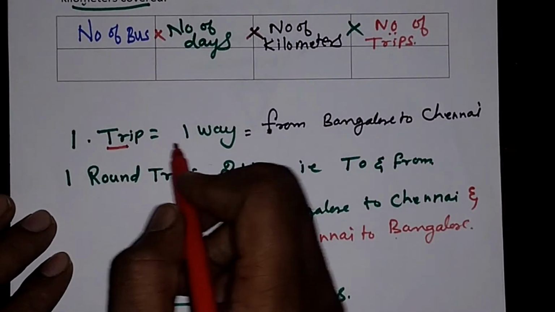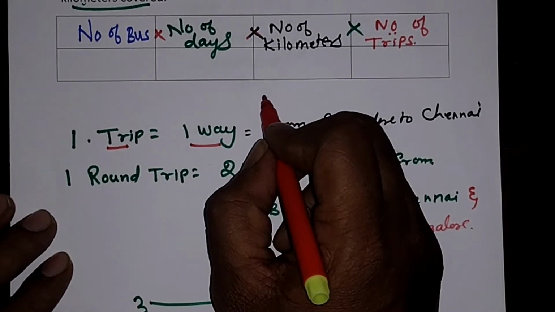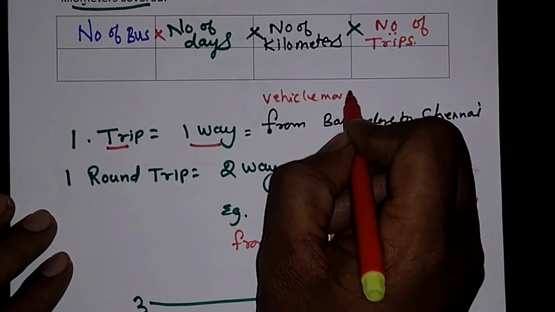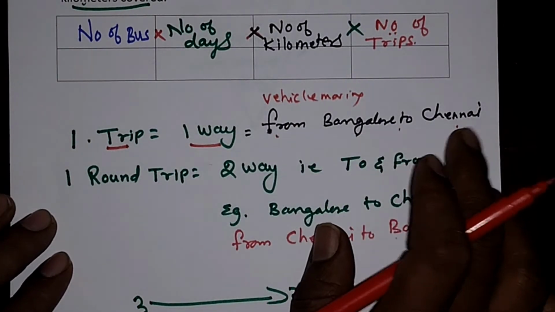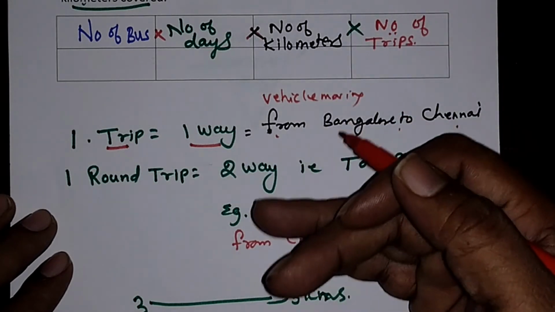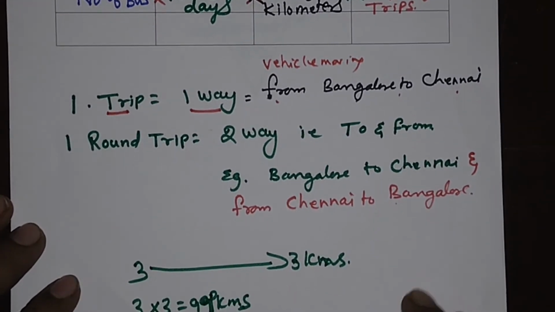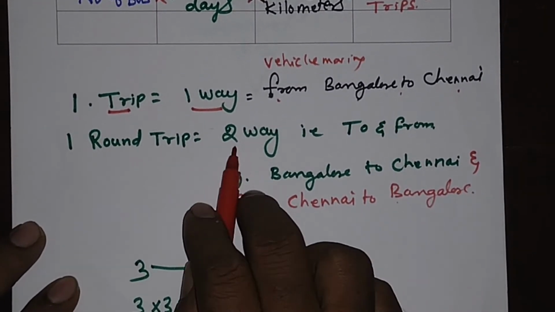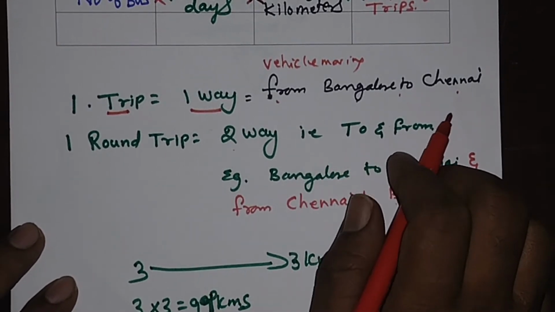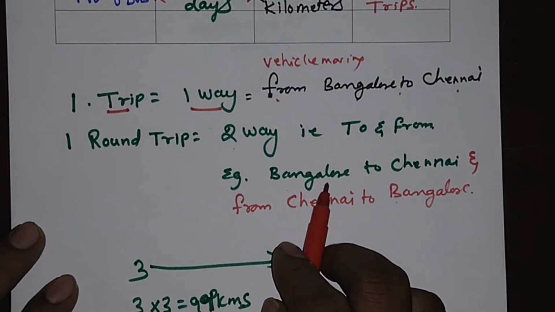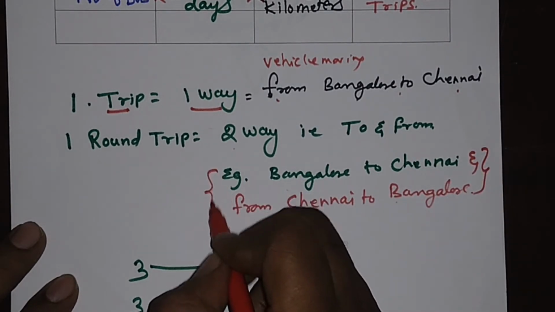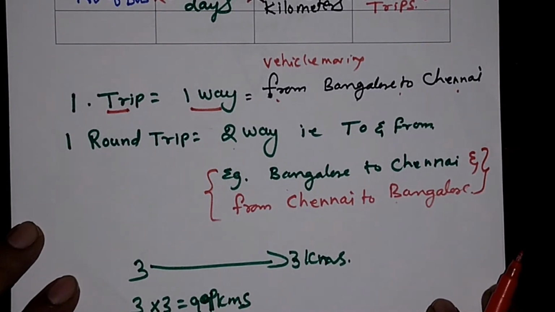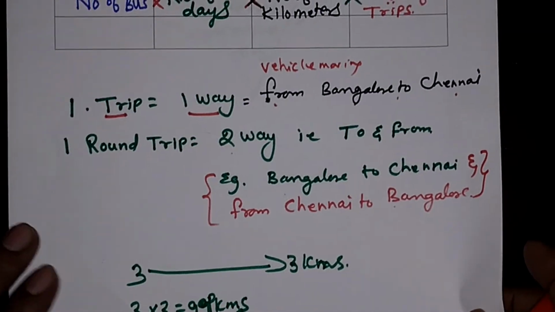You can see that one trip equals one way. For example, the vehicle moving from Bangalore to Chennai. We consider only moving from Bangalore to Chennai, we don't consider Chennai to Bangalore. That will be based on the terminology of the problem. Second, one round trip means two way, that is to and from. For example, the vehicle is moving from Bangalore to Chennai and from Chennai to Bangalore. Taking these two things into consideration, it is called one round trip. So the very first thing you have to see in the problem is whether round trip or only trip is given. If you know that, you can do this problem.